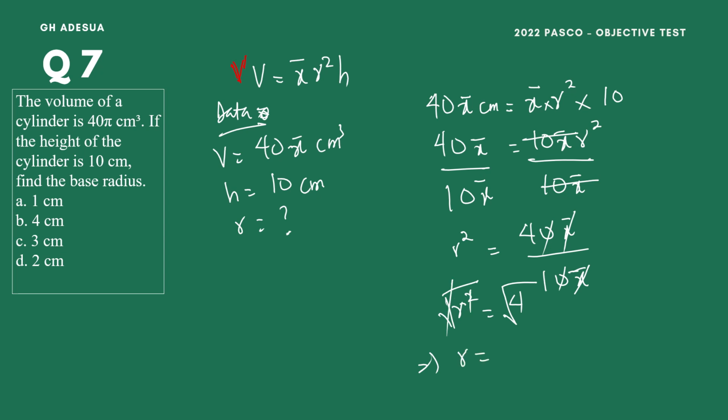And if we want to find the root of 4, we need two numbers that multiply by themselves to give you 4. So the root of 4 is going to give us what? 2. And since its measurement is in centimeters, since we are dealing with volume, the base radius is going to be 2 centimeters, which is our option D.